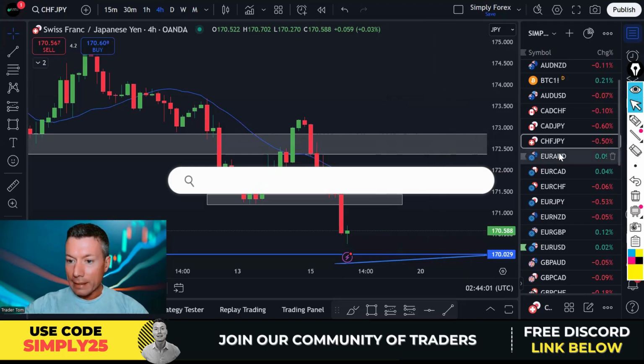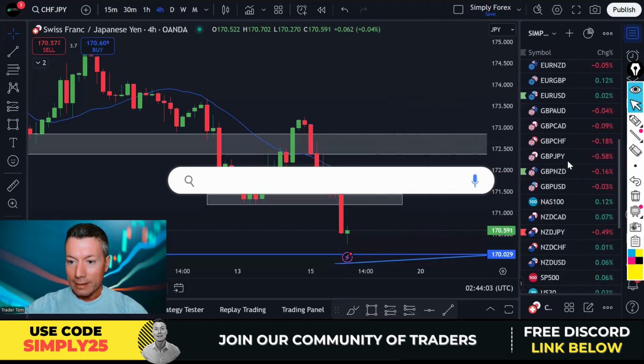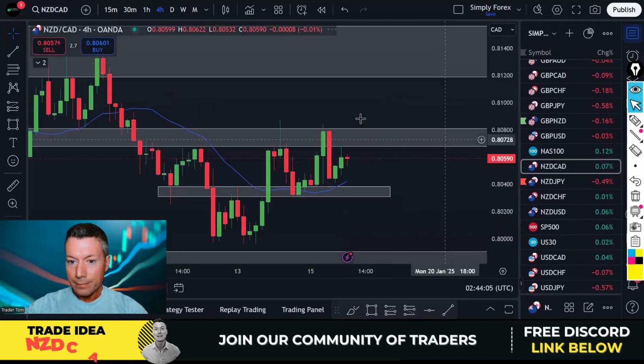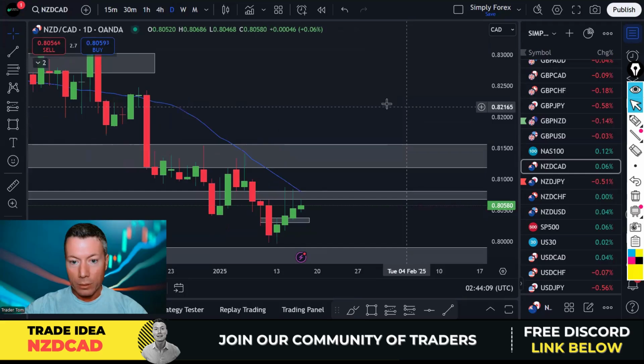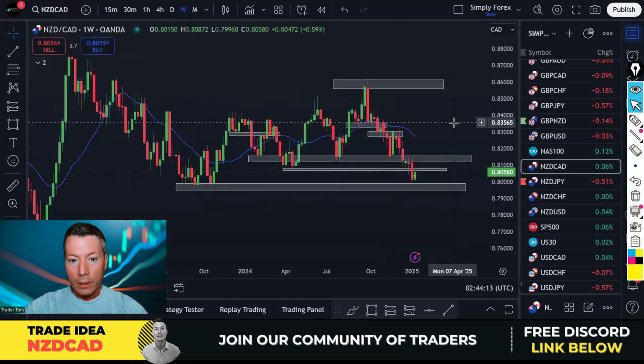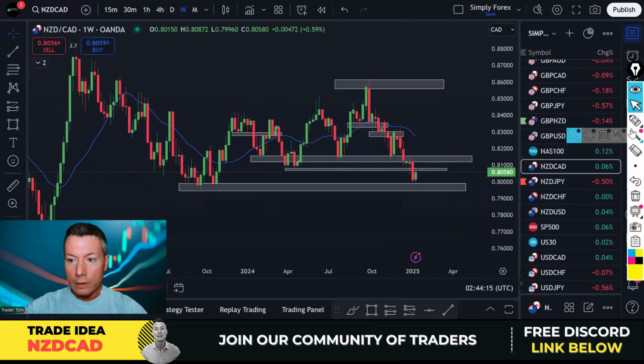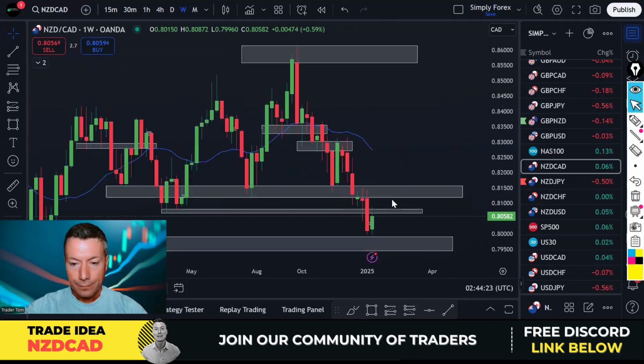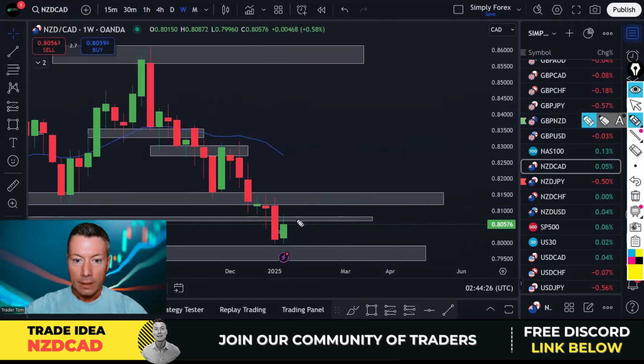Right, next trade is New Zealand dollar Canadian dollar. We like this trade, right? So on the day chart, let me show you the weekly first as well. On the weekly, you can see we haven't quite come down and hit these lows yet, so there's still a bit of room for this weekly chart to move into. And we've got this super bearish weekly candle.